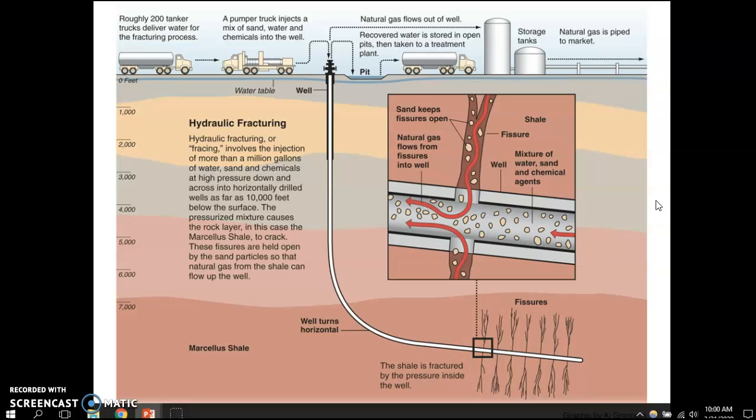Hydraulic fracturing, this is how we extract natural gas now from shale rock. You drill a well about 2 miles deep down into a specific rock called shale, and then you turn it horizontally and you put down highly pressurized water, chemicals, and sand that then break the rock into those tiny fissures, and then the natural gas will flow back out the well.